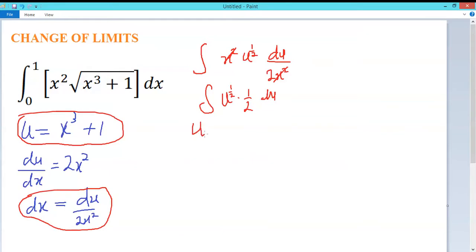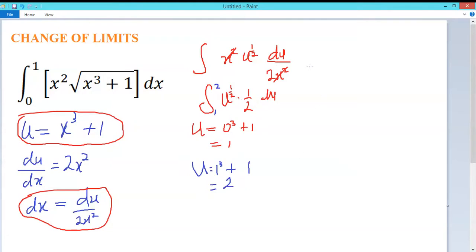When x is equal to 0, the lower limit, u will equal 0 cubed plus 1. That will give us 1 for the lower limit. And when x is equal to 1, our u will equal 1 cubed plus 1, which is 2 for the upper limit. So we put it there, 2.